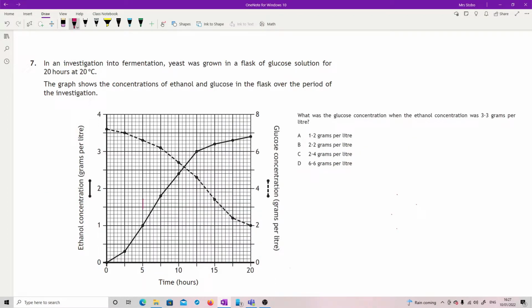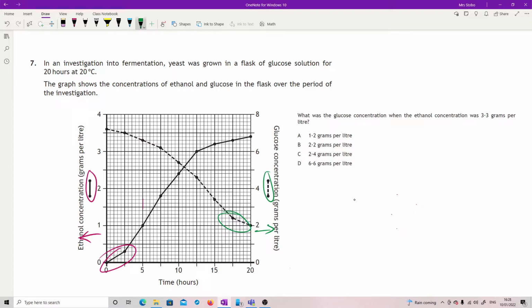Okay, question 7. In an investigation into fermentation, yeast was grown in a flask of glucose solution for 20 hours at 20 degrees C. The graph shows the concentrations of ethanol and glucose in the flask over the period of the investigation. Okay, so higher graphs now, so we're expecting a double axis. So here's our ethanol, that's the solid line, we are reading it to the left. Here is our glucose, it's the dotted line, and we are reading to the right.